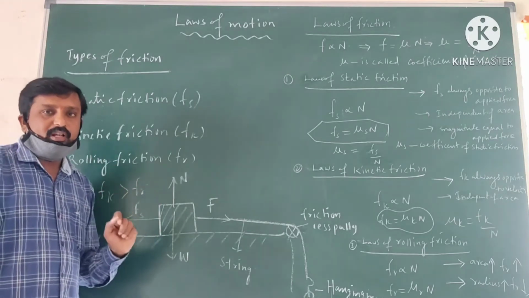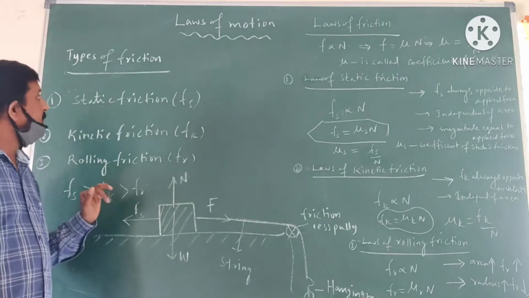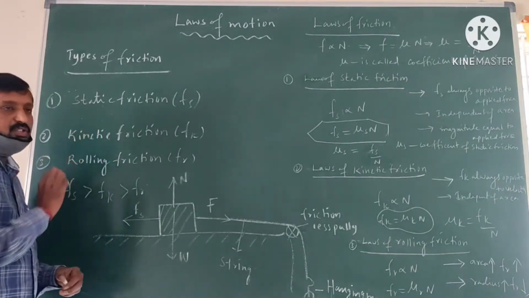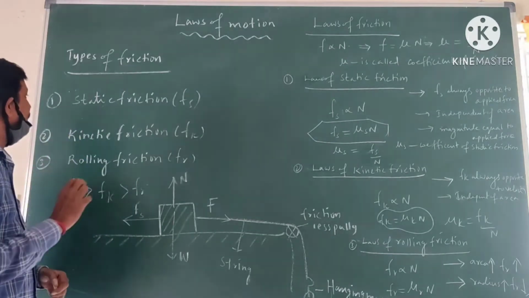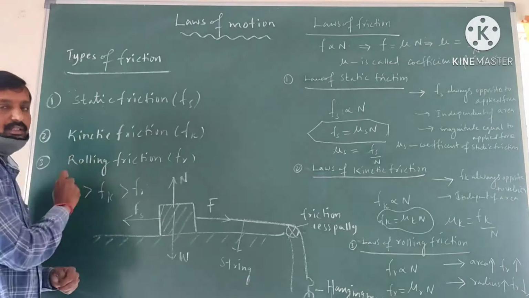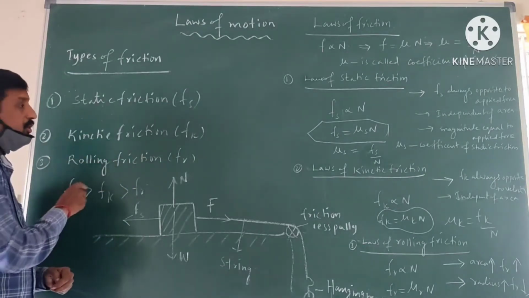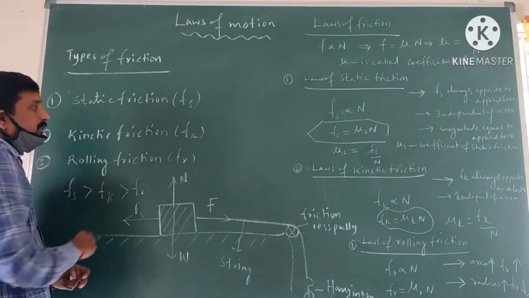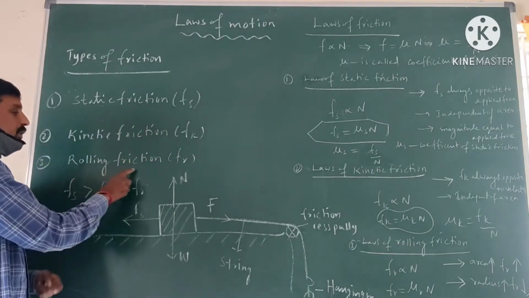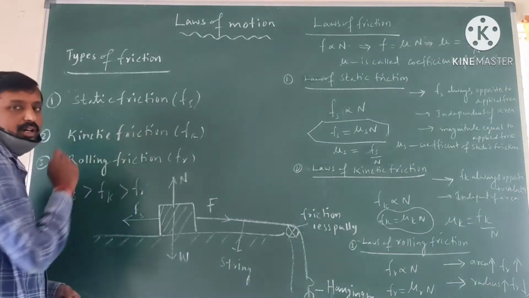Okay? Today we are going to explain types of friction. Friction is mainly classified into three types. What are they? Static friction, kinetic friction, and rolling friction. Static friction is denoted by Fs, kinetic friction is denoted by Fk, and rolling friction is denoted by Fr.